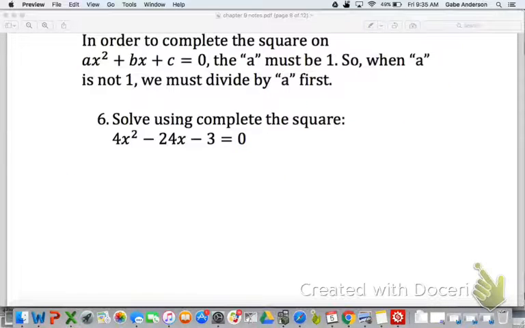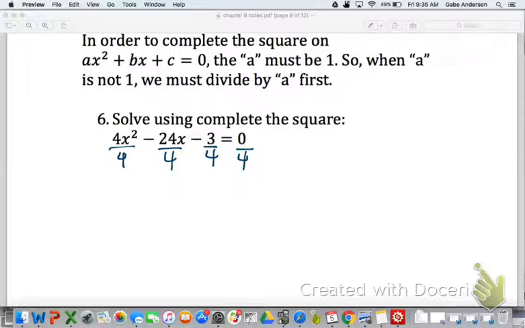In order to complete the square on that, the a has to be 1. So if a is not 1, the way that we make it 1 is to divide everything through by a, because, of course, anything divided by itself is 1. So when you look at our final example here, 4x squared minus 24x minus 3 equals 0, you can all see pretty plainly that the a is not 1. What is it? It's 4. So before we do anything else, we are going to divide everything through by 4. And this will allow us to then complete the square eventually.